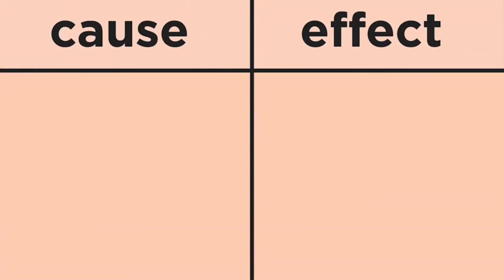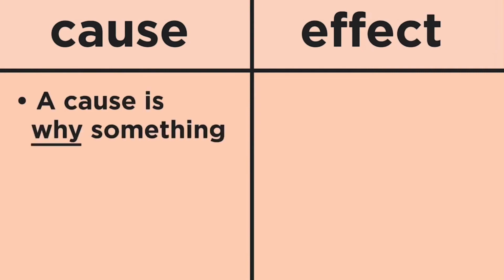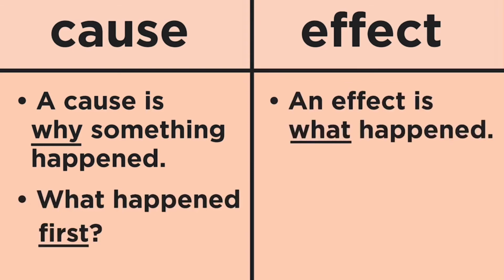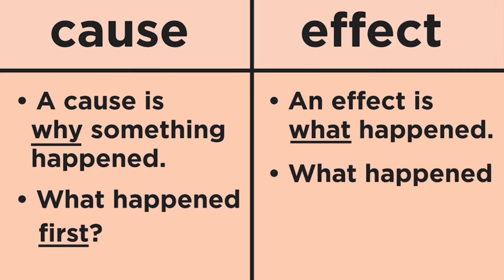Again, an analogy can also have a cause and effect relationship. A cause is why something happened. To identify a cause, ask yourself, what happened first? An effect is what happened. To identify an effect, ask yourself, what happened second?